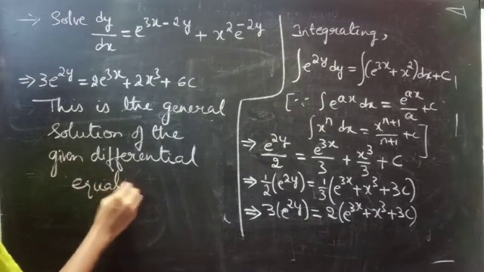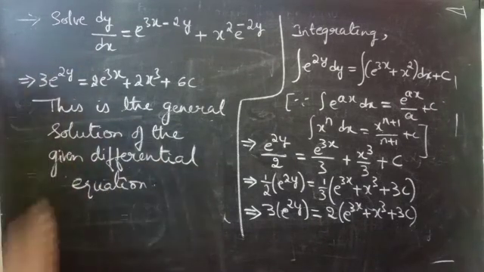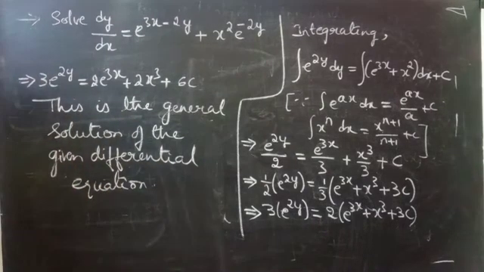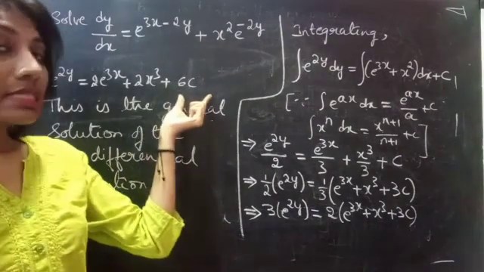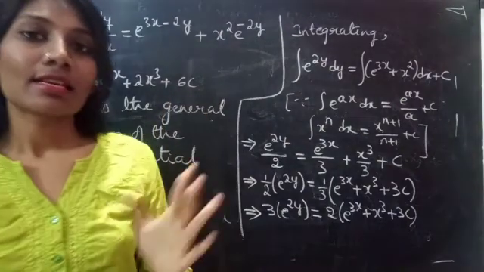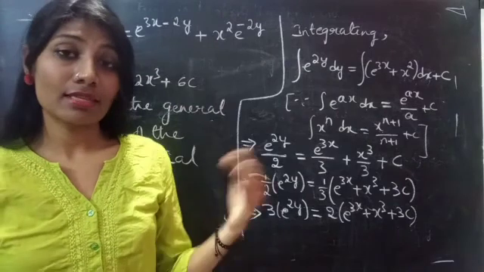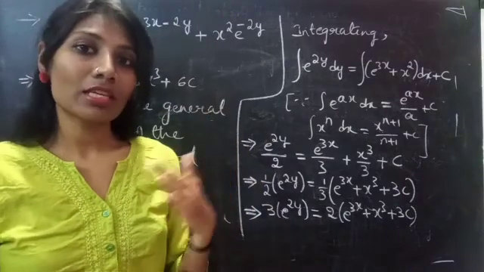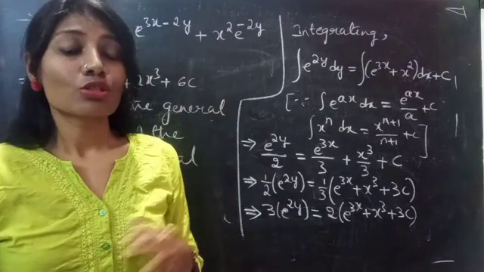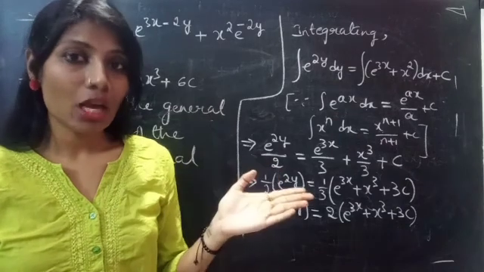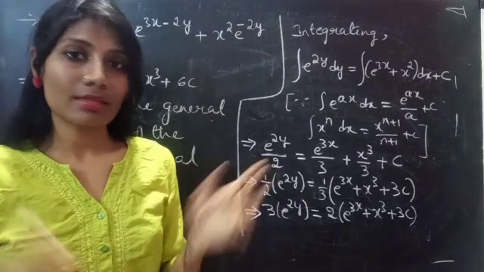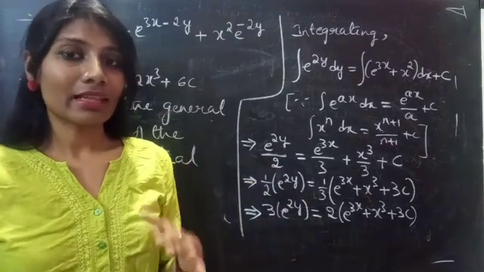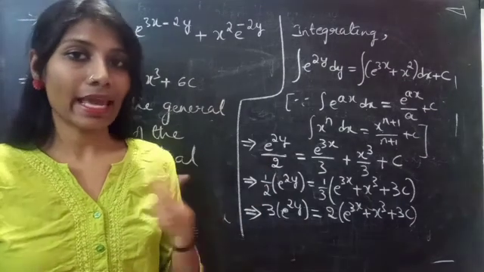Okay, this completes the problem. So here 6c is a constant. c is nothing but a constant. 6 times c is also a constant. So you can write it as 6c or constant, which remains the same. There is nothing much difference between 6c and c.